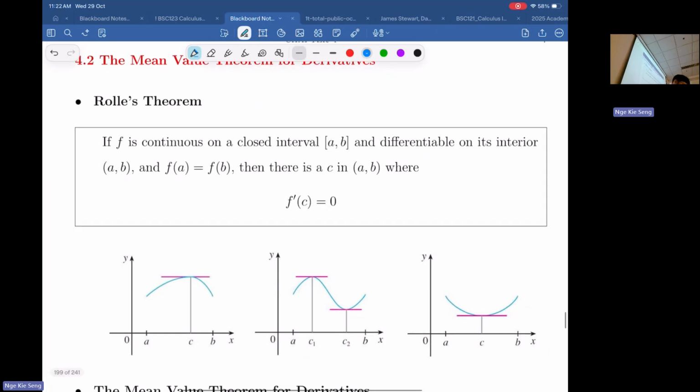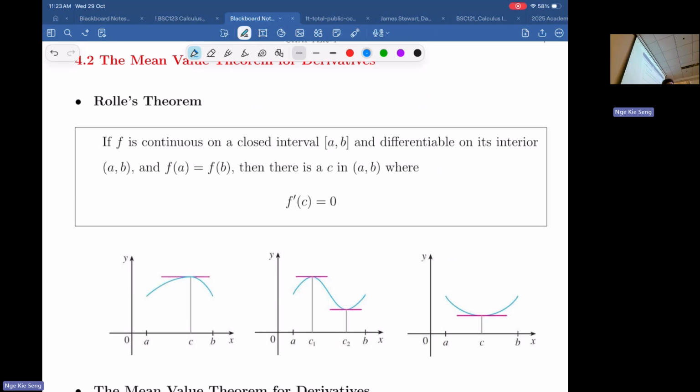So first, we start with Rolle's theorem. Rolle is the name of a mathematician. What Rolle says is, if f is continuous on a closed interval [a,b] and differentiable on its interior, in the middle points not counting the endpoints, and we know that the values at the endpoints are the same, then there is a c such that f'(c) is 0.